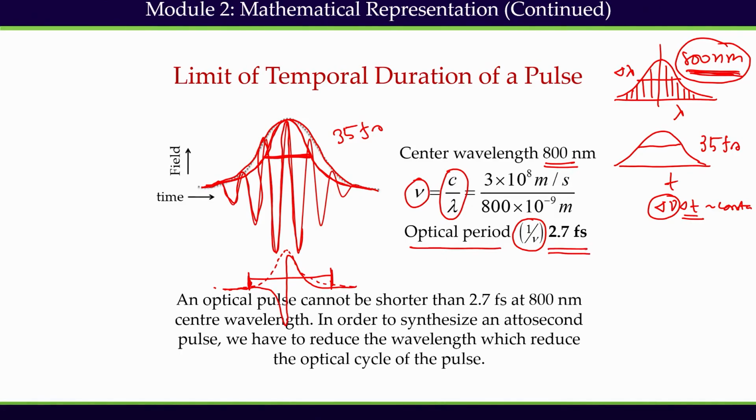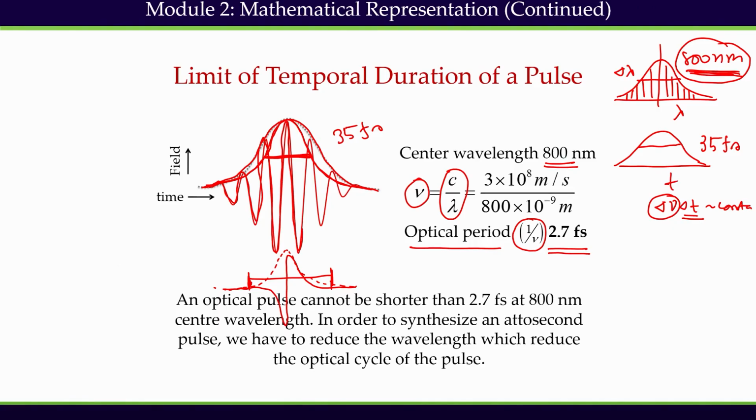What does it mean? It means that in order to sustain a pulse, the shortest duration pulse which I can produce at 800 nanometer is going to be 2.7 femtosecond. It cannot be less than 2.7 femtosecond, because if we make it less than that, then we do not have even one single oscillation in the pulse, which is not possible. So it is quite clear that an ultrafast pulse at 800 nanometer center wavelength cannot be shorter than 2.7 femtosecond.